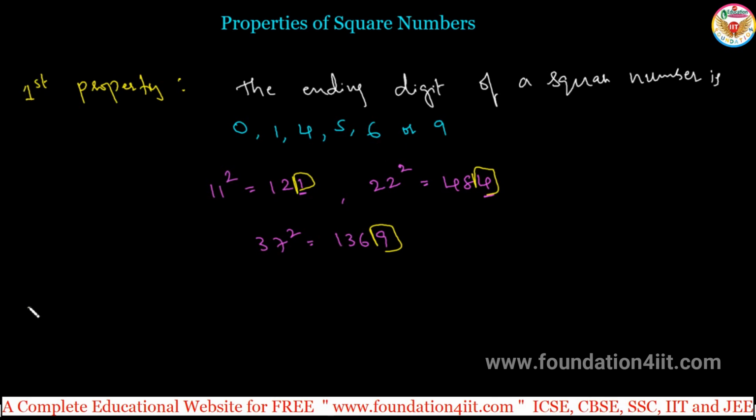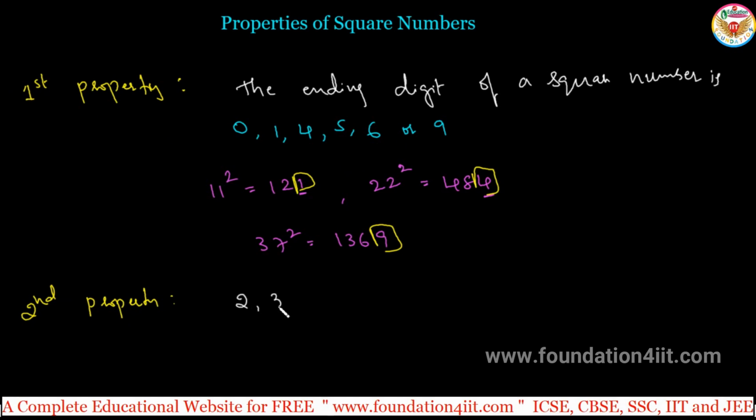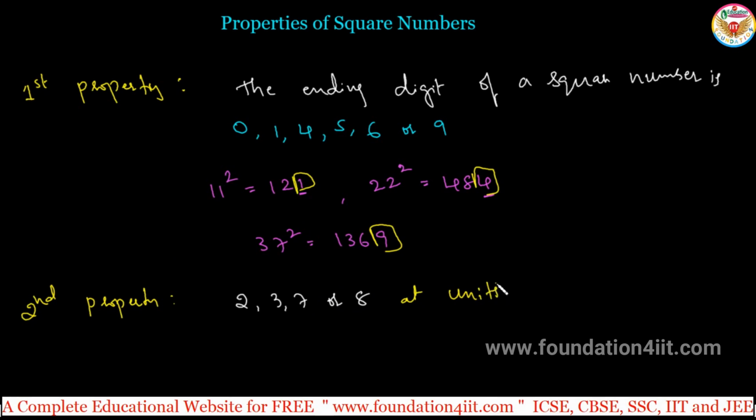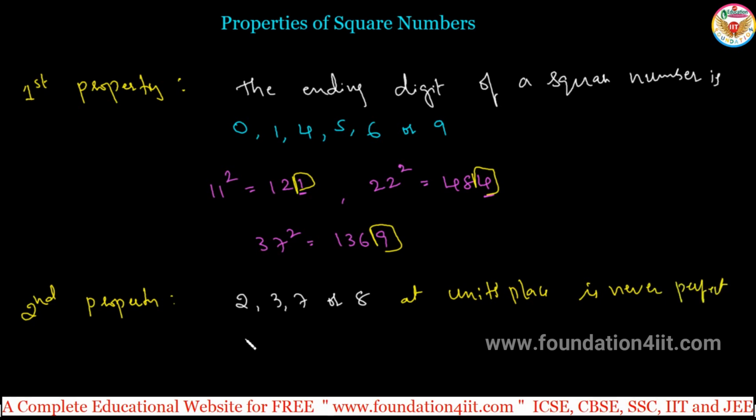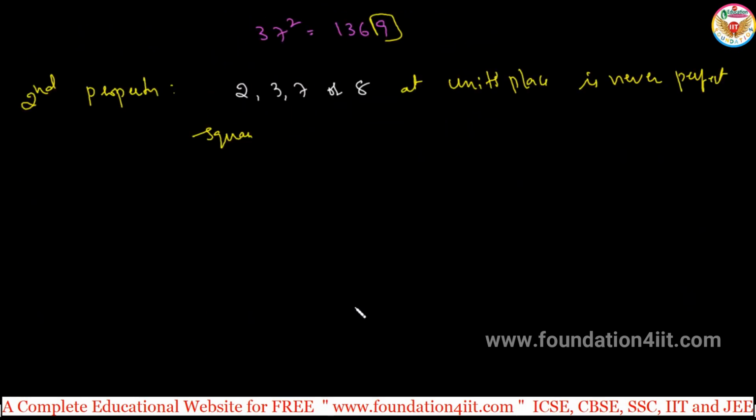When we come to the second property, a number having 2, 3, 7 or 8 at the units place can never be a perfect square. If any number has units place either 2, 3, 7 or 8, it can never be a perfect square.